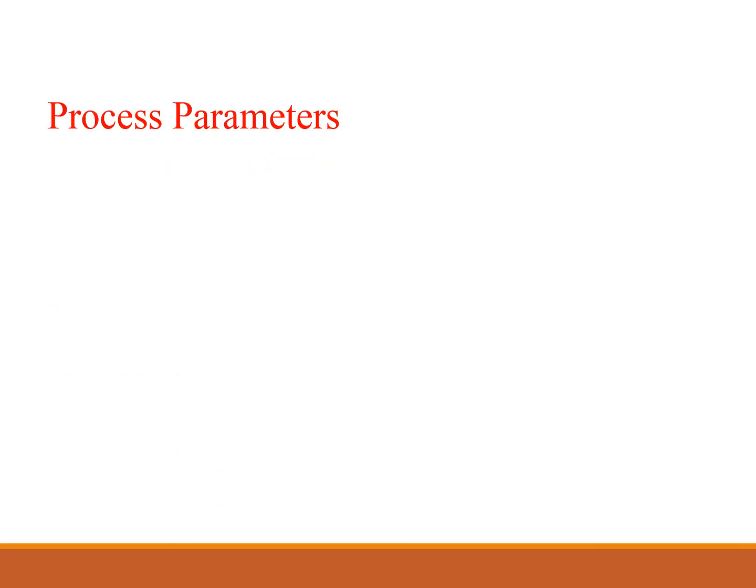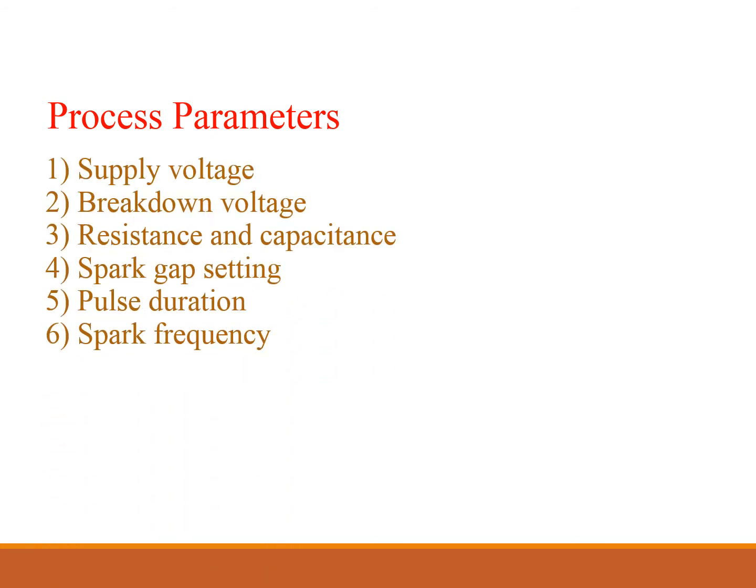The main process parameters in EDM are supply voltage, breakdown voltage, resistance and capacitance, spark gap setting, pulse duration, and spark frequency. These parameters are also known as controlling parameters. So let us see them one by one. First, supply voltage. It is the voltage provided by the power supply system. The range is between 50 volt to 400 volt DC supply.